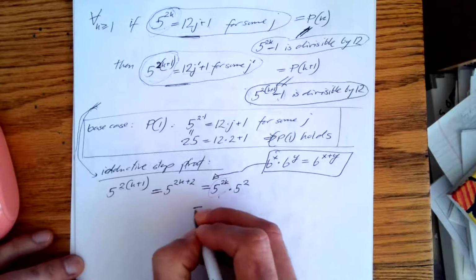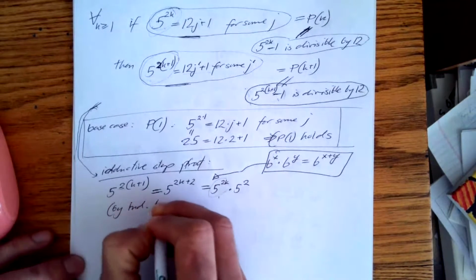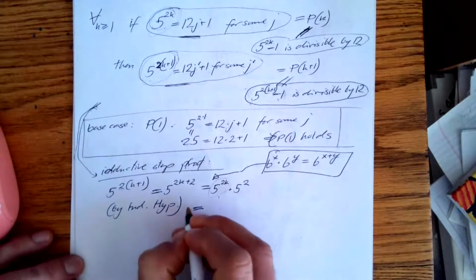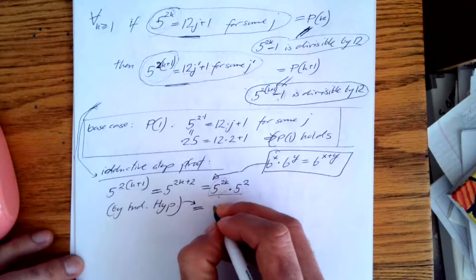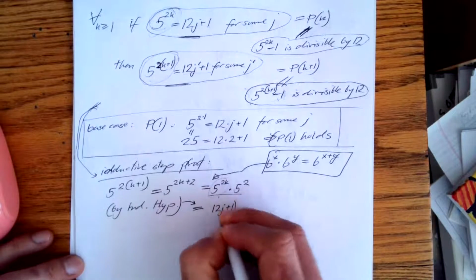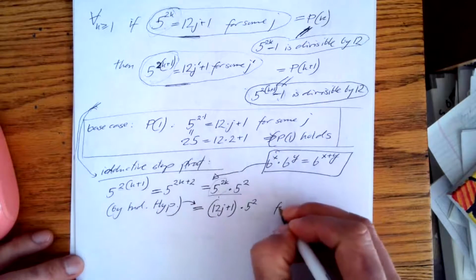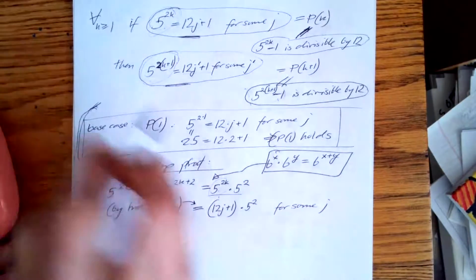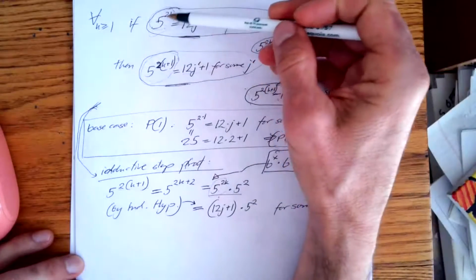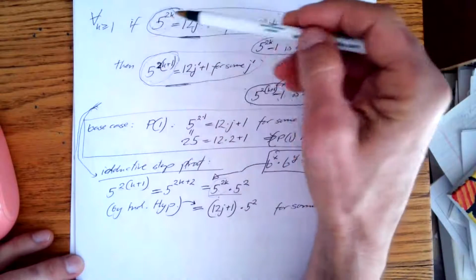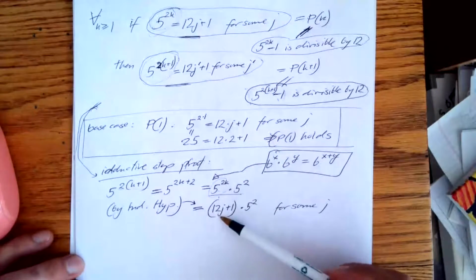Let's use the inductive hypothesis now. By the inductive hypothesis, I can rewrite this thing as 12j plus 1 times 5 to the 2, for some j. The inductive hypothesis tells me that this j exists, that no matter what k was, I can assume that this is true. So I just did.